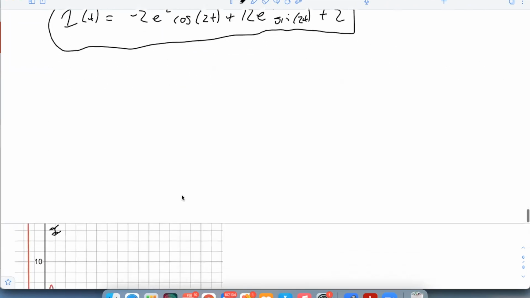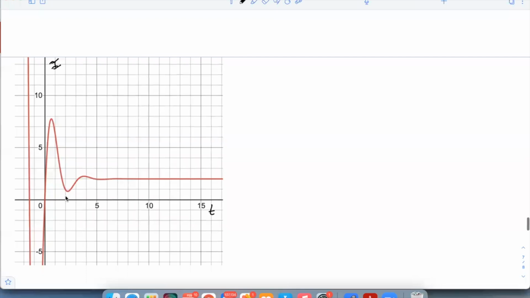And then here's what the graph of that looks like. So our current as a function of time starts at 0, it spikes up, and then it eventually levels off. This does keep oscillating, we just can't see it, but it asymptotically decreases toward this equilibrium current of 2 amps.